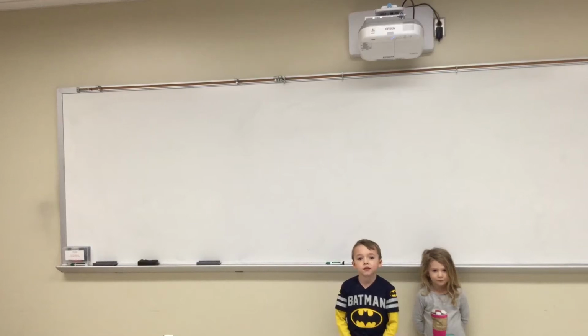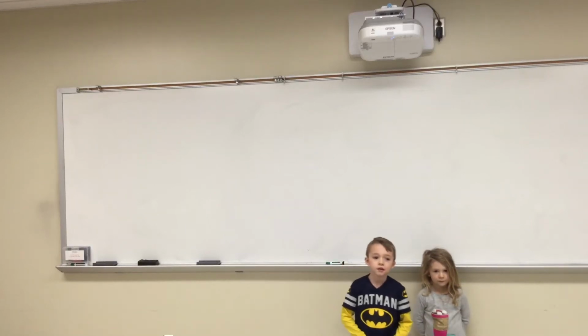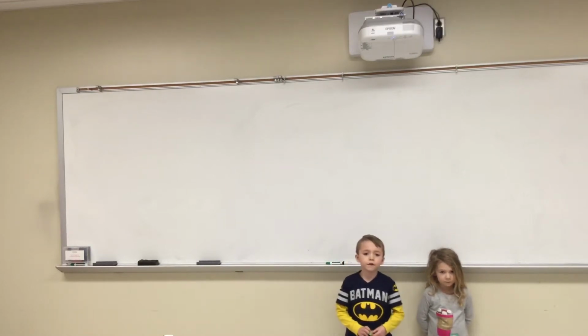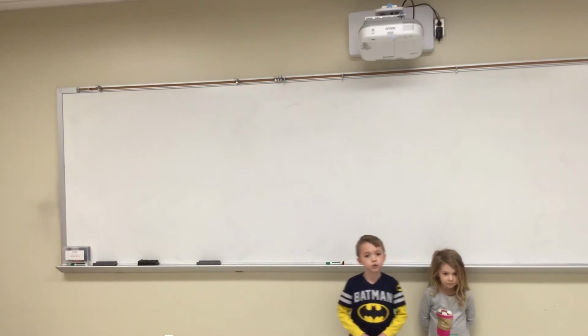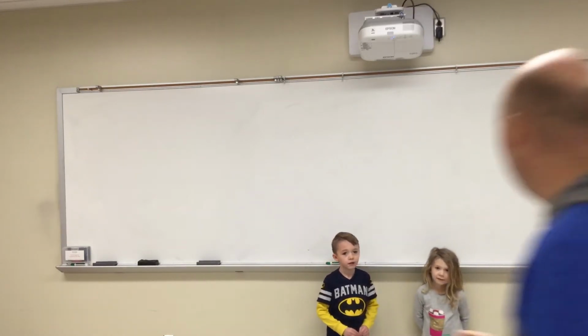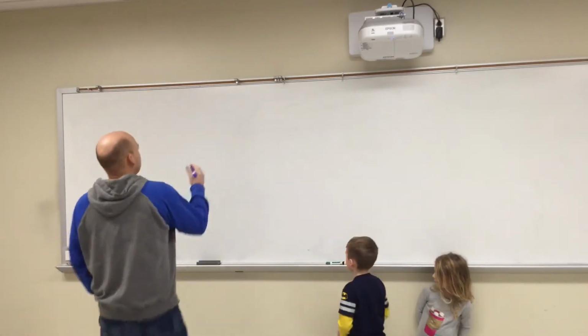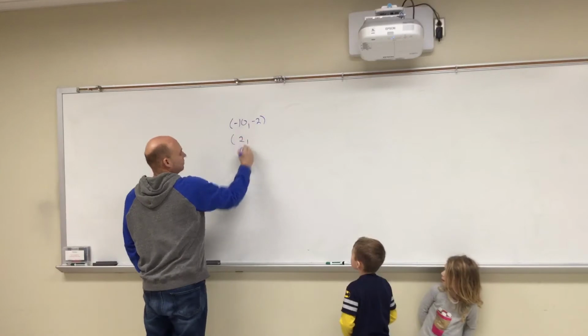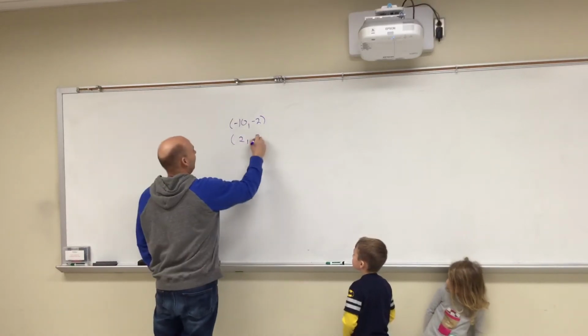Okay, Calvin, give me two numbers between negative 10 and positive 10. Negative 10 and negative 2. All right. Winnie, give me two numbers between negative 10 and positive 10. Positive 2, positive 3. All right. Thank you, guys.